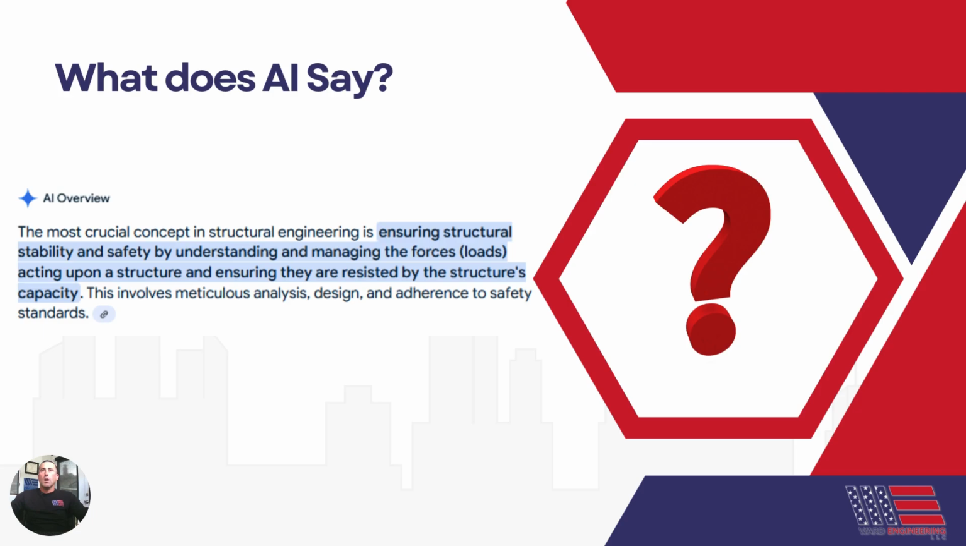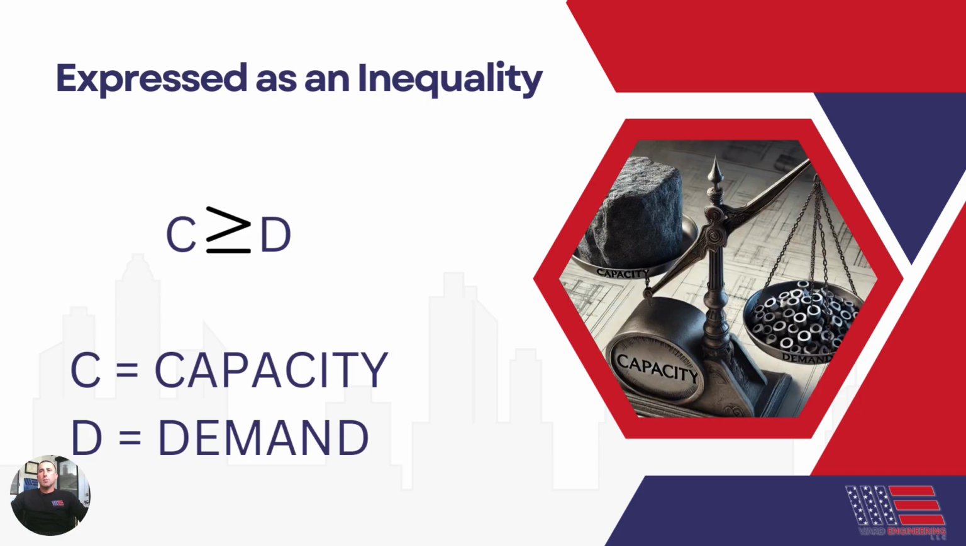And so I asked ChatGPT to make an image of a scale that's trying to illustrate that principle, and this is what it came out with. On one side, you got capacity, which is this really heavy block over here. And on the other side, you got demand, which looks like a bunch of these circular iron pieces. And so the capacity obviously outweighs the demand. That's what this is trying to show.